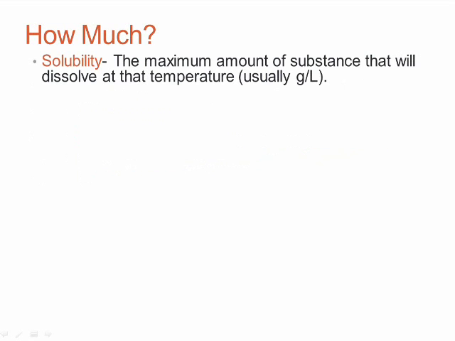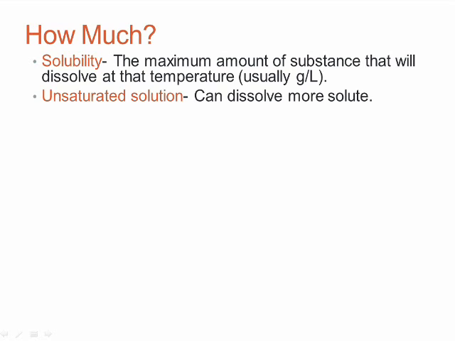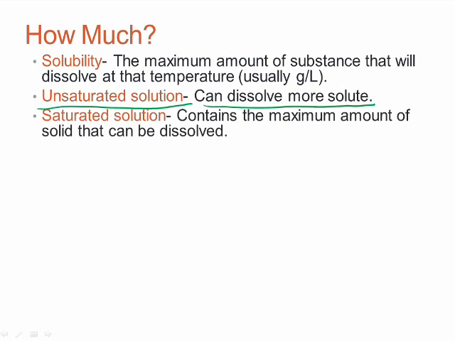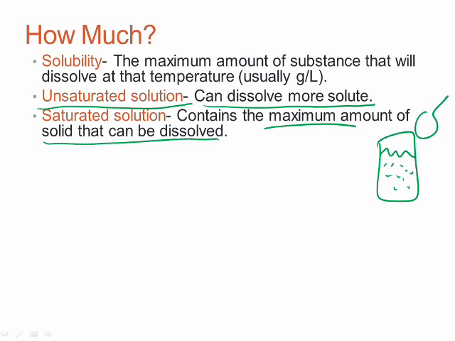No more will dissolve. The terms we need to look at: solubility, the maximum amount of substance that will dissolve at that temperature. For instance, if we have room temperature, there's only a certain amount of sugar we can add to a glass of water. It's only going to be so much of that sugar will be soluble. Unsaturated can dissolve more solute. If it's saturated, that's it. No mas. It has the max amount of solid that can be dissolved. Once it's saturated, that's as much sugar as is in there. If we put any more sugar in there, any more of that Kool-Aid in there, it's not going to do anything.